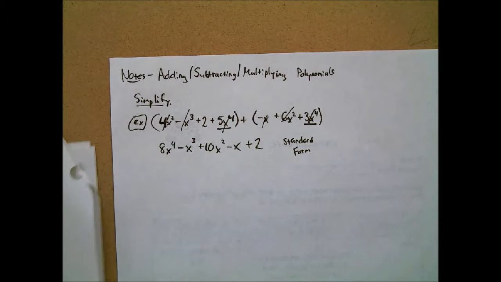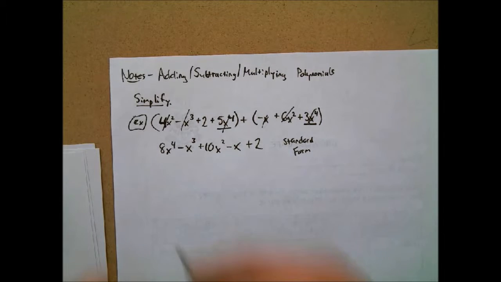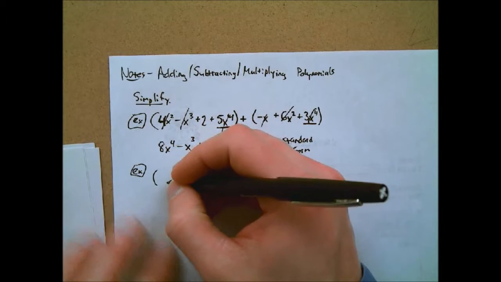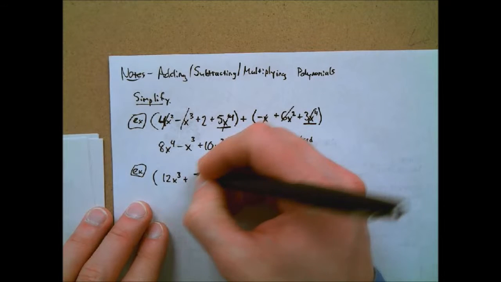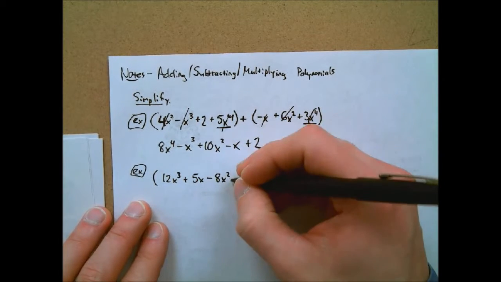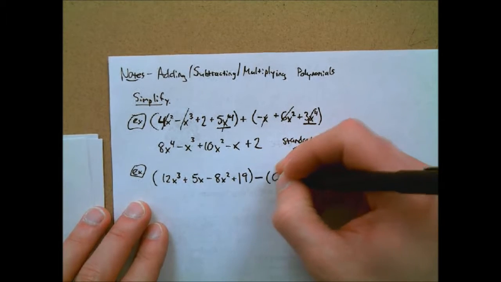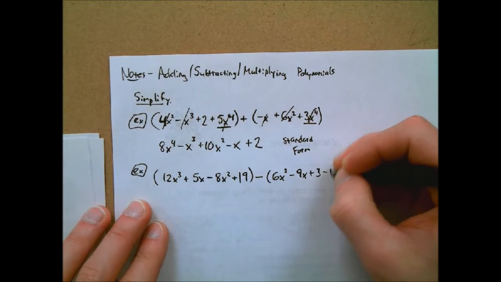Let's go ahead and look at subtraction then, and then maybe I'll give you guys two to practice here. So, all right, let's do this. How about 12x to the third plus 5x minus 8x squared plus 19 minus 6x squared minus 9x plus 3 minus 18x to the third.